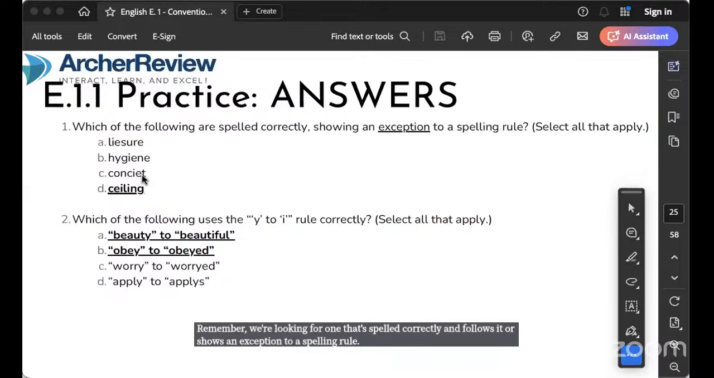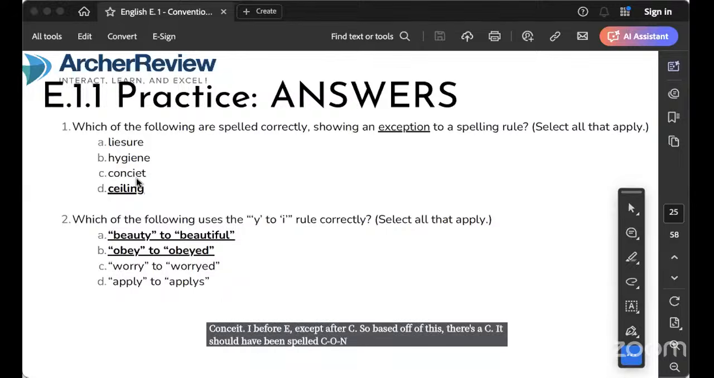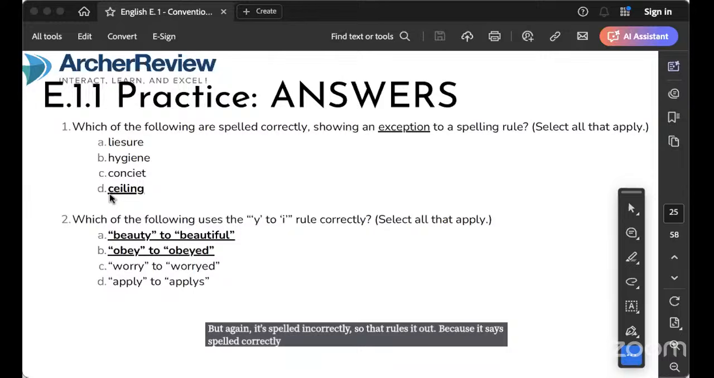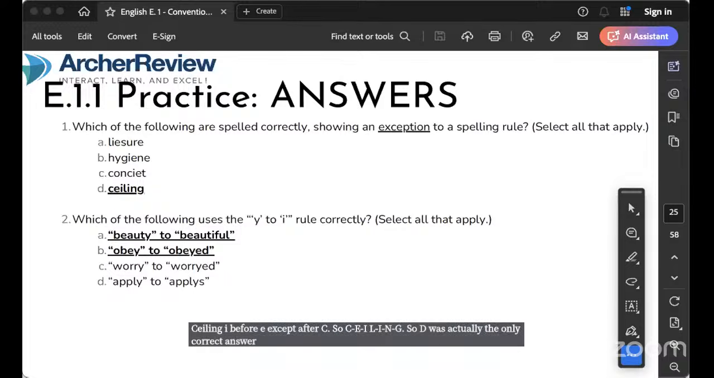Conceit, I before E except after C. Based off of this, there's a C, so it should have been spelled with the E first. That one's an exception because it's except C. But again, it's spelled incorrectly, so that rules it out, because it says spelled correctly and an exception. Ceiling, I before E except after C. C-E-I-L-I-N-G. So D was actually the only correct answer.